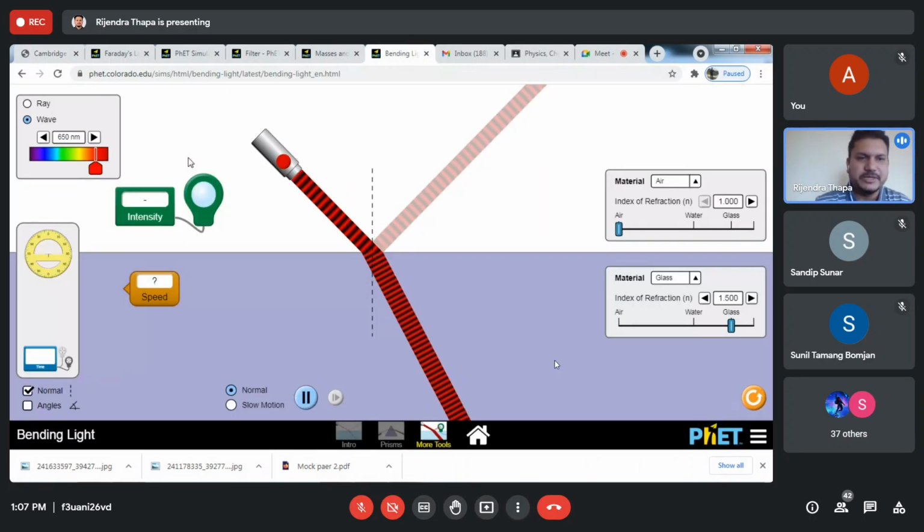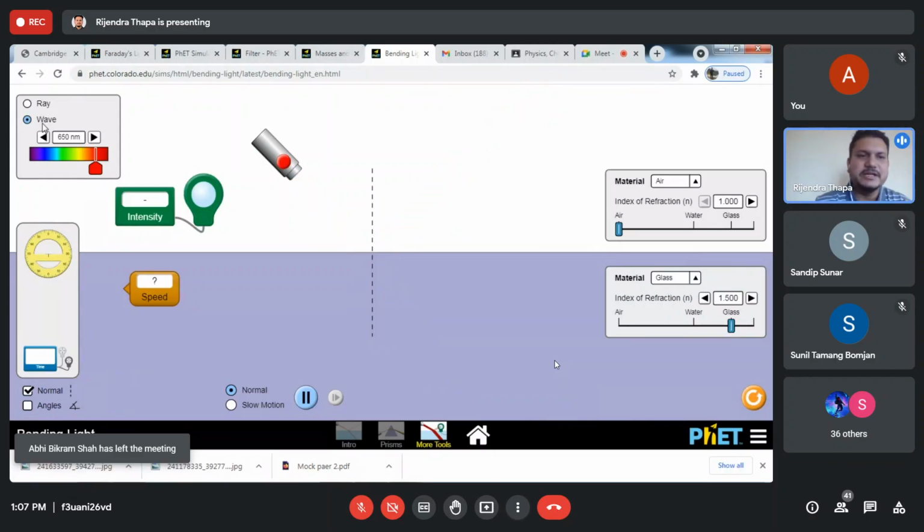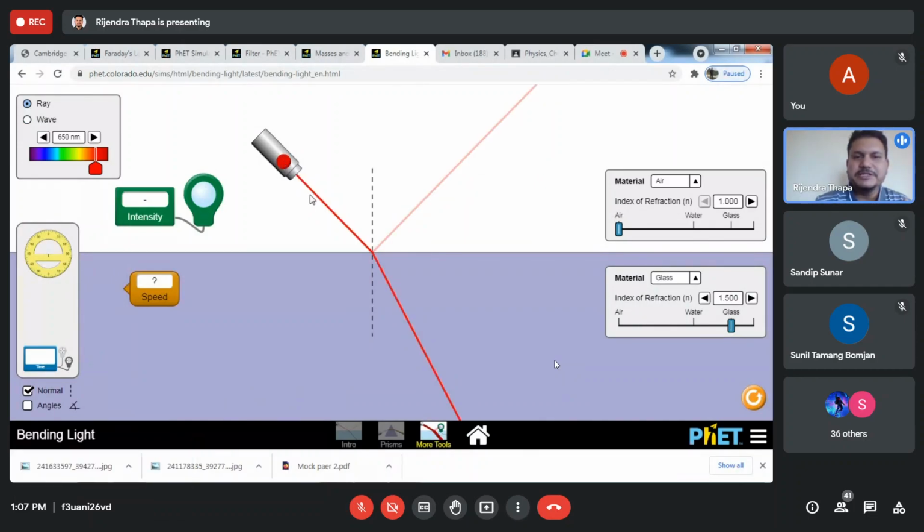So here is our simulation. Now see here, this is light, a laser light. Suppose this is a laser, and this is the surface. Here is air, and here is glass. This medium is glass, and this medium is air.